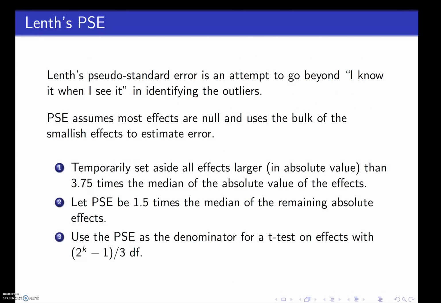There is a method. I don't know this method very well and haven't really used it, but it's one of the many methods we have for finding outliers. It's called Lunt's pseudo-standard error. I know Lunt's method for power calculation in mixed models, but I'm not familiar with his method here. But you can read through this and might want to use this at some point in the future. I'm not going to emphasize it in class, however.